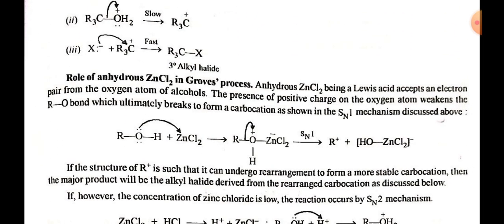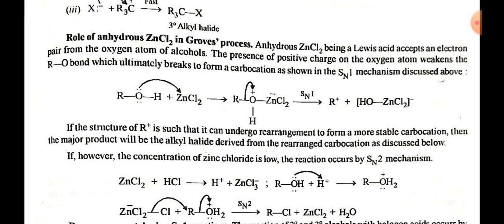Role of anhydrous ZnCl2 in Groves process. Anhydrous ZnCl2 being a Lewis acid accepts an electron pair from oxygen atom of alcohols. The presence of positive charge on the oxygen atom weakens the R-O bond, which ultimately breaks to form a carbocation as shown in SN1. If the structure of R+ is such that it can undergo rearrangement to form a more stable carbocation, then the major product will be alkyl halide derived from the rearranged carbocation as discussed below.